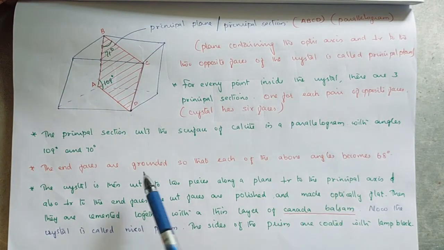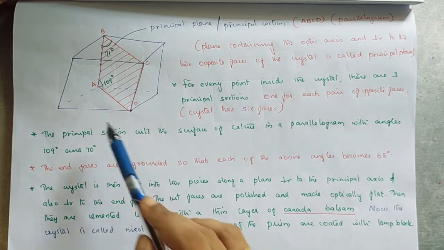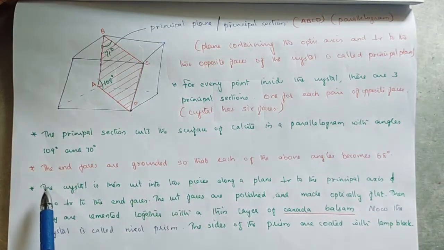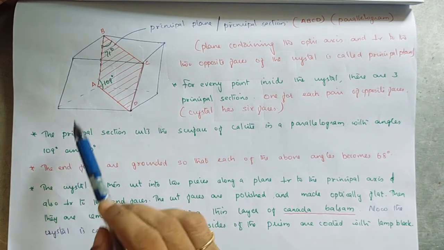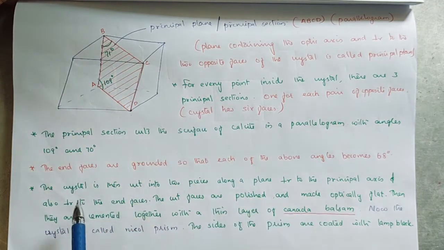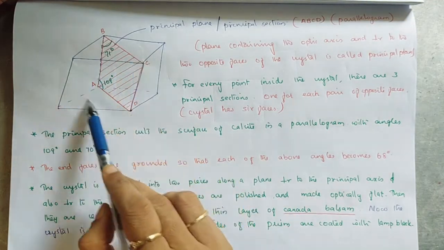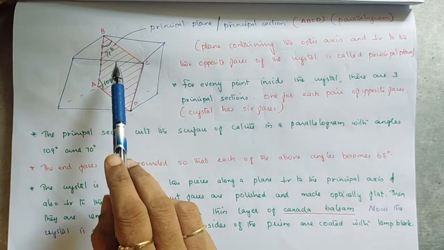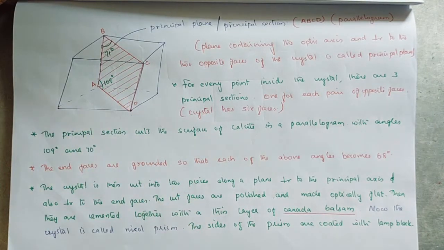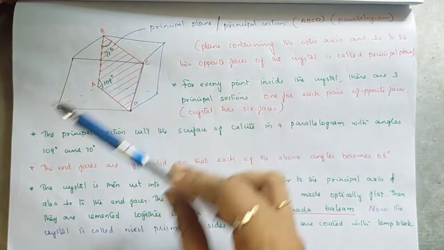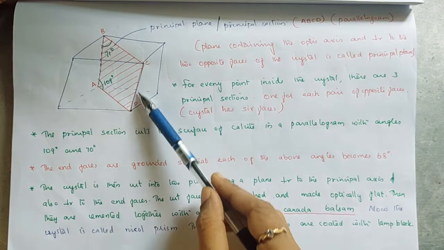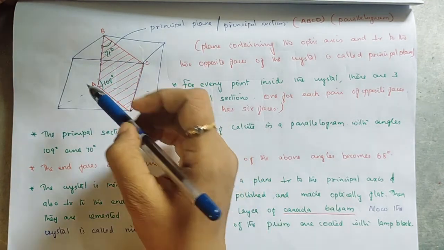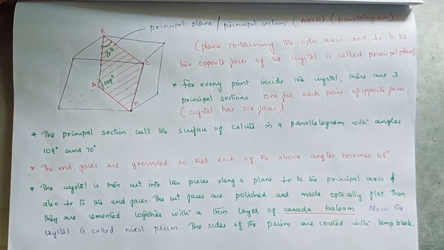For every point inside the crystal, there are 3 principal planes. The crystal has 6 faces. So for each pair of opposite faces, there is the possibility of one principal section. So in these crystals, there are three principal sections. This principal section cuts the surface of the calcite crystal in a parallelogram shape with angles of 109 degrees and 71 degrees.